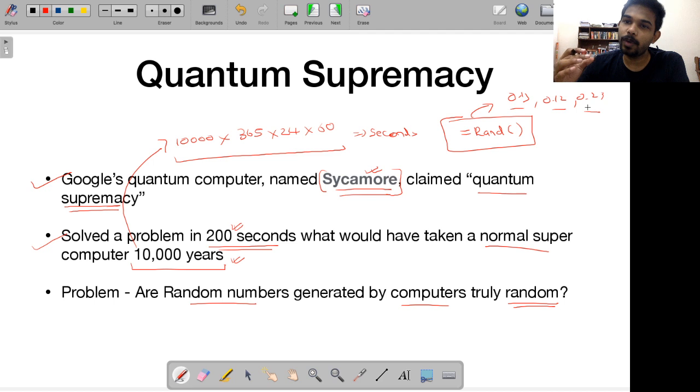So what we are trying to verify is: when I ask the computer to generate random numbers using such functions, is it truly generating random numbers, or is there some kind of pattern to this? This is the question that I am trying to address. To answer this question, it would have taken 10,000 years for a normal computer, but it took only 200 seconds for the quantum computer Sycamore to solve this problem.